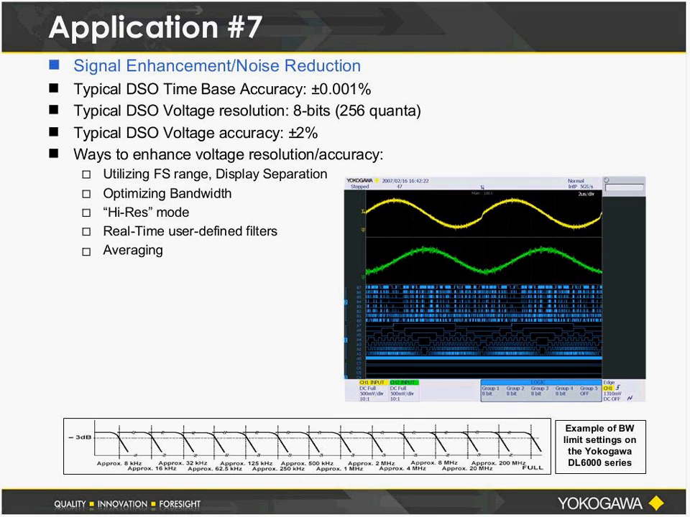High resolution mode is an advanced feature of modern oscilloscopes that is essentially a high-speed FIR filter that effectively gives you 12 to 13 bits of resolution on an 8-bit A to D converter. And it does this by trading off the bandwidth. So it reduces the bandwidth somewhat, but it gives you higher voltage resolution. Real-time user-defined filters using DSPs are sometimes available as well. And then if you have a repetitive signal, averaging can help clean up the signal even further.